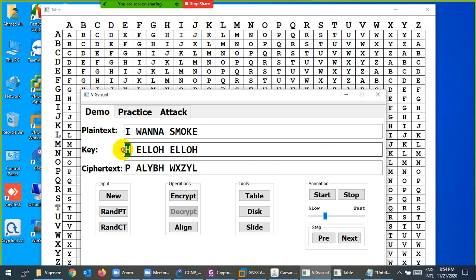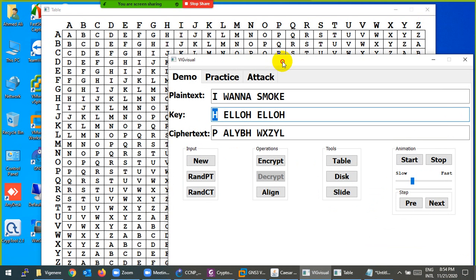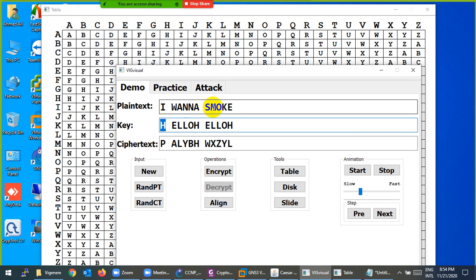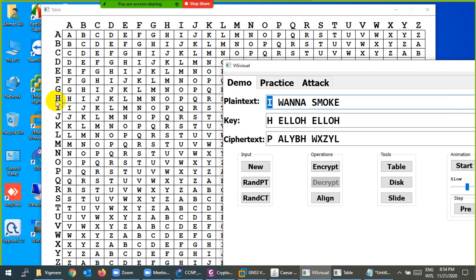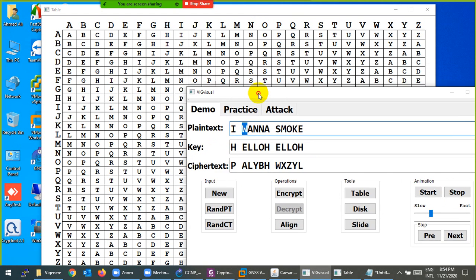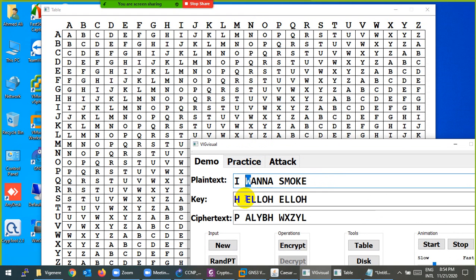So what was my key? Hello. And my message was I wanna smoke. So I is here, this one I. And what was the key? The key's first letter is H. So first digits will be I and this one. Where is it matching? P. So that's why P is here in the ciphertext. Then wanna, from wanna there is W. So W is here. And then in the key the next letter is E. So I will come to E. So E and W match under A. That's why A is here.